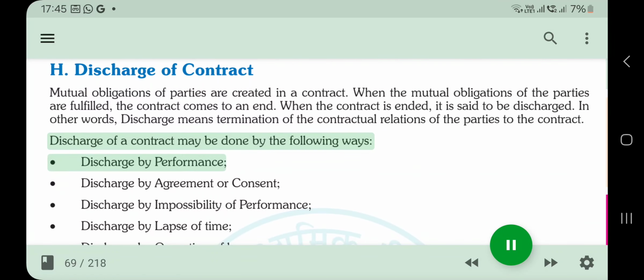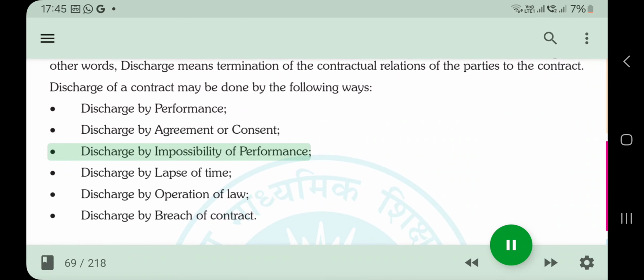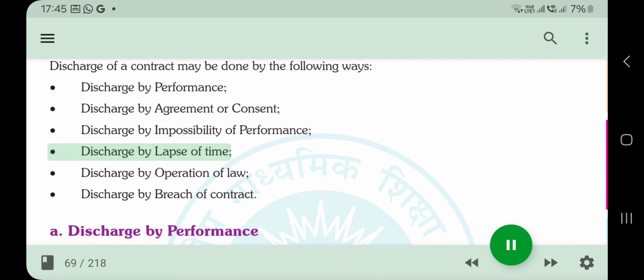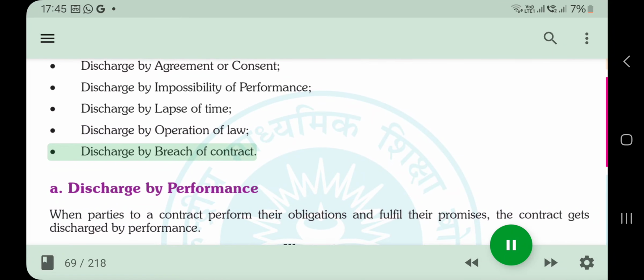Discharge of a contract may be done by the following ways: discharge by performance, discharge by agreement or consent, discharge by impossibility of performance, discharge by lapse of time, discharge by operation of law, discharge by breach of contract.